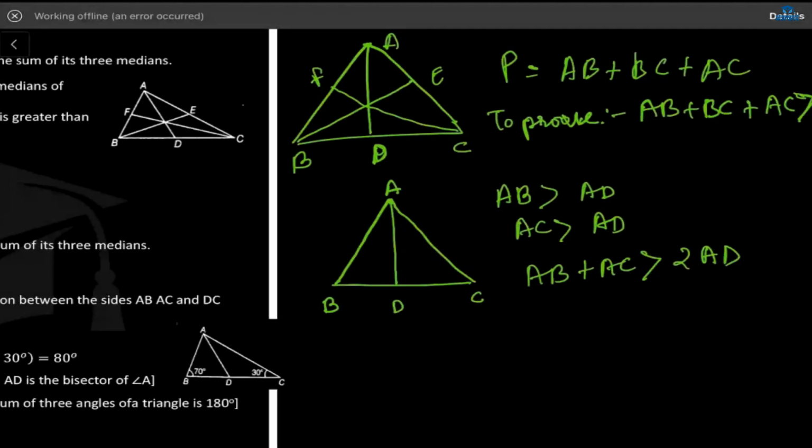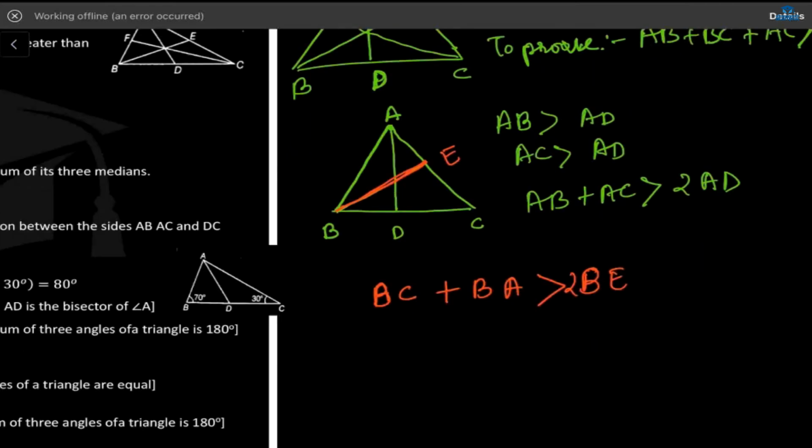Similarly, for all the other parts also. When you're taking the E part, the two slanting lines, BC plus BA will be greater than 2BE. Similarly, for the third one, BC plus CA will be greater than 2CF. Yes or no? Yes, ma'am.